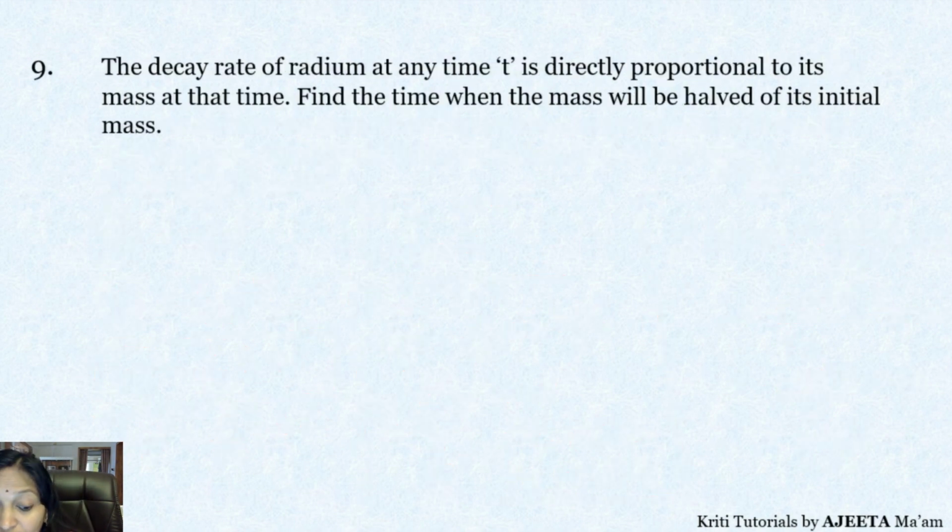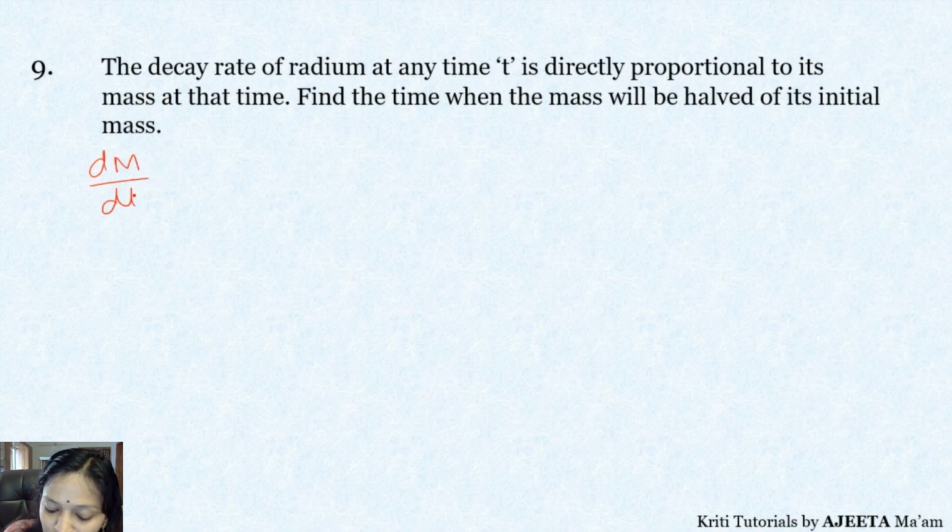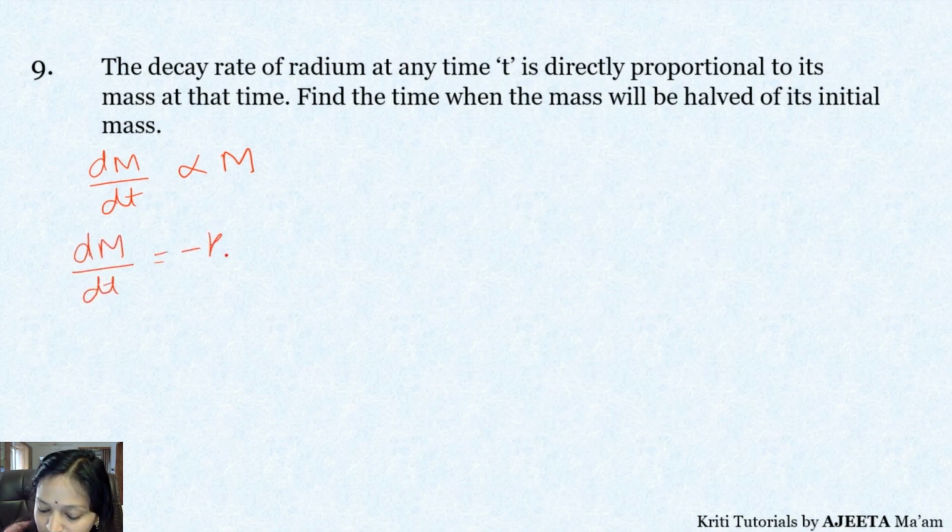Now the decay rate. Until now all were growth rates, right? Why do we call it the growth and decay model? Some things increase with time, some things decrease. Now this is the decay rate of radium at any time t, directly proportional to its mass at that time. So dm, suppose we are taking mass, is decreasing, proportional to m, the mass at that time. As I told you, for decrease we introduce a negative sign. That will be the only difference.